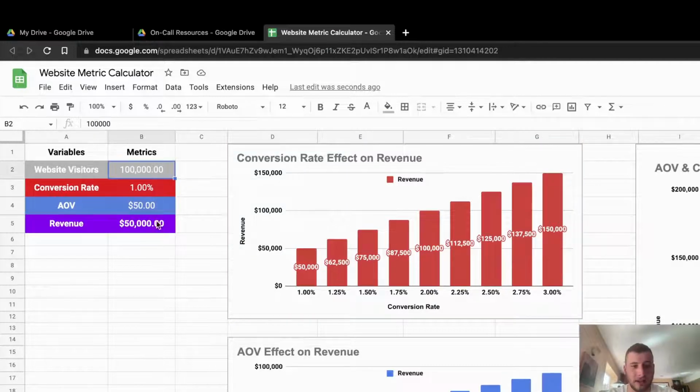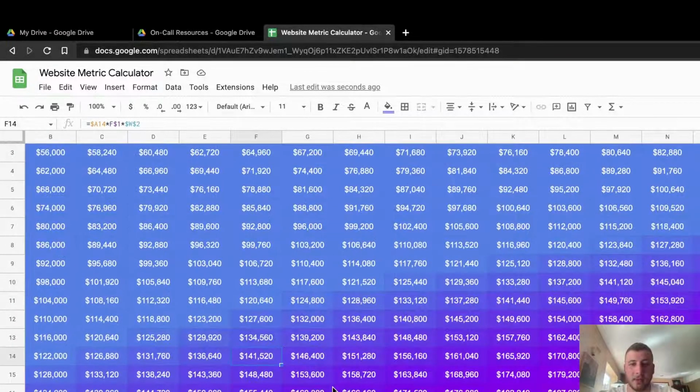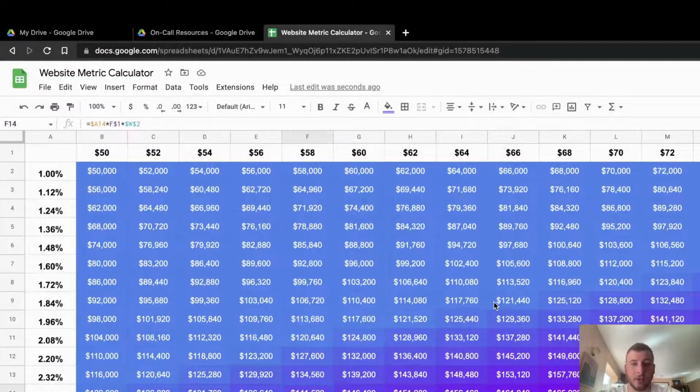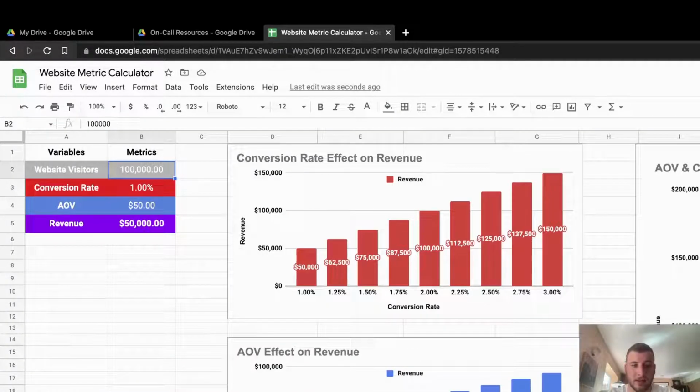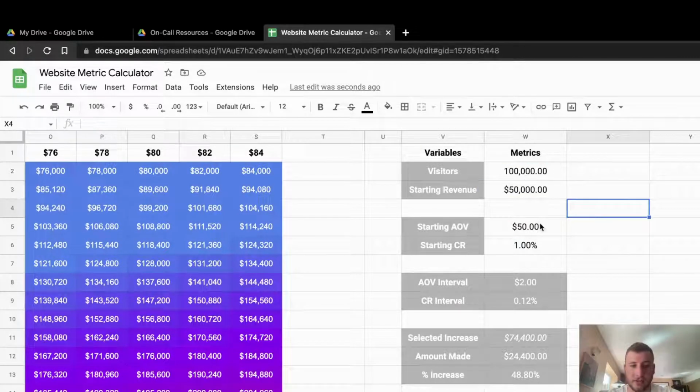So let's just say you are getting 100,000 visitors a month at a 1% conversion and 50 AOV. So this is the cap table. And this is a really nice tool that you can use. Basically, it's your starting average order value, your starting conversion, and then intervals. So 1 to 1.2, and it just takes the multiple of both. So at a 54 AOV and a 1.12 conversion and 100,000 visitors a month, you would be at $60,000, right? And this is really nice because you can change, obviously, your visitors. This is determined by the visitors in this box here. You can change, of course, your starting revenue. That is determined by your starting AOV and starting conversion.